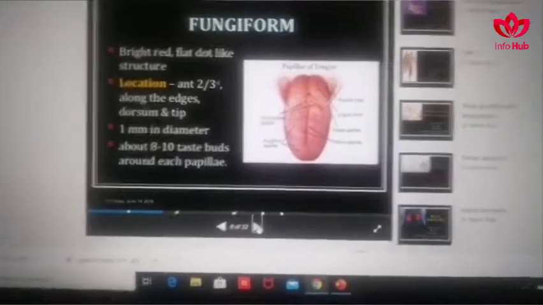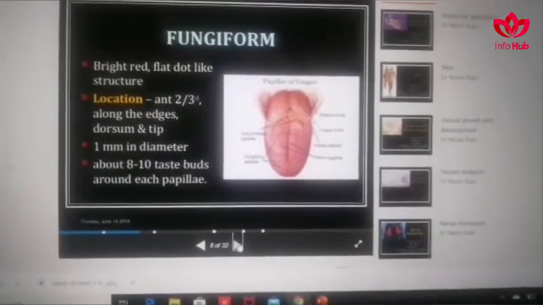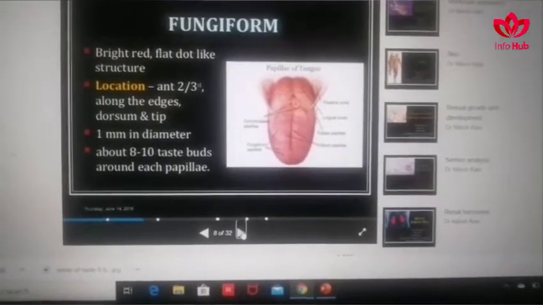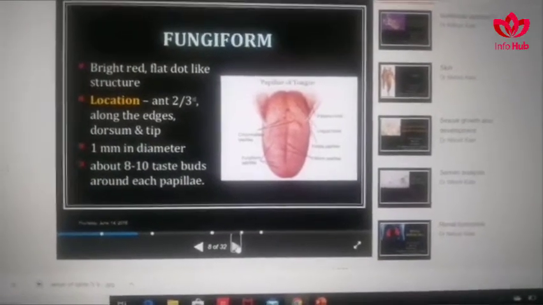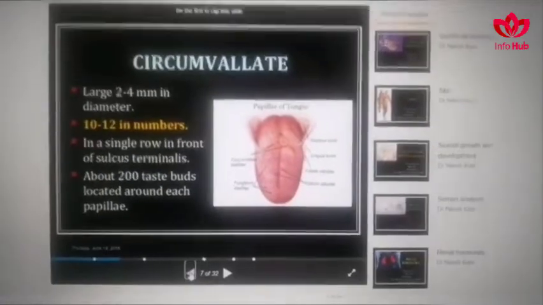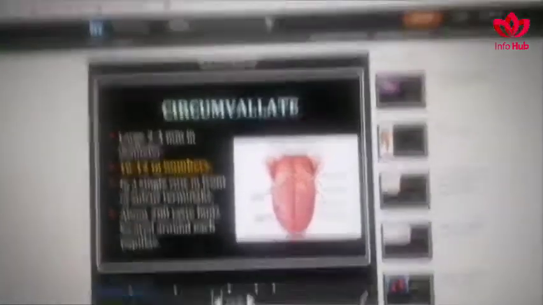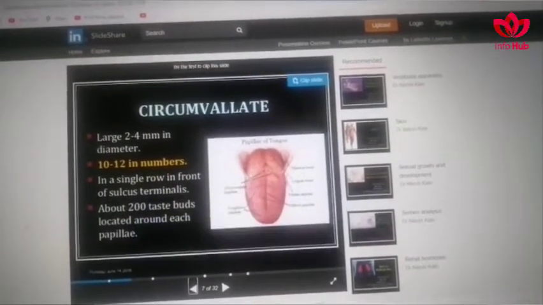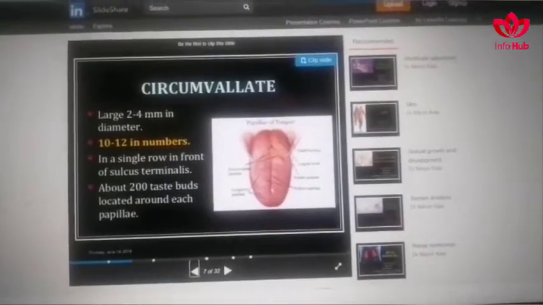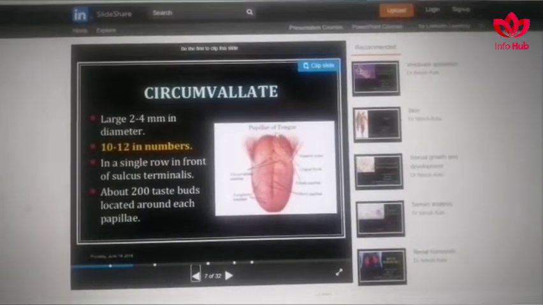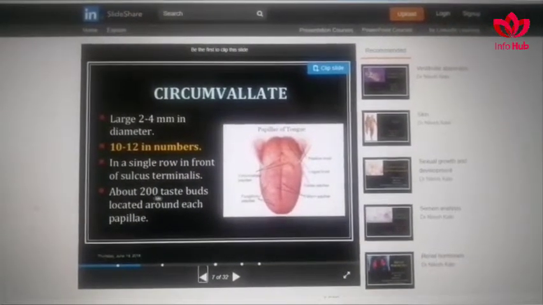So talking about the fungiform papilla, you can see they are bright red flat dot-like structures, and they are mostly located on the anterior 2/3 along the edges, dorsum, and the tip, and they contain about 8 to 10 taste buds. Next is circumvallate papilla. They are mostly on the sulcus terminalis, this area which divides the tongue into anterior 2/3 and posterior 1/3, and it contains about 200 taste buds in each papilla.